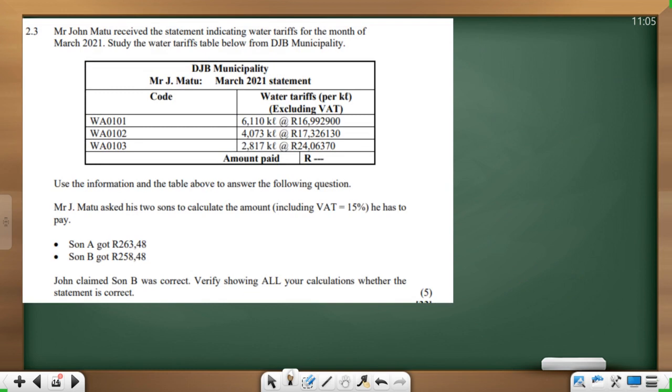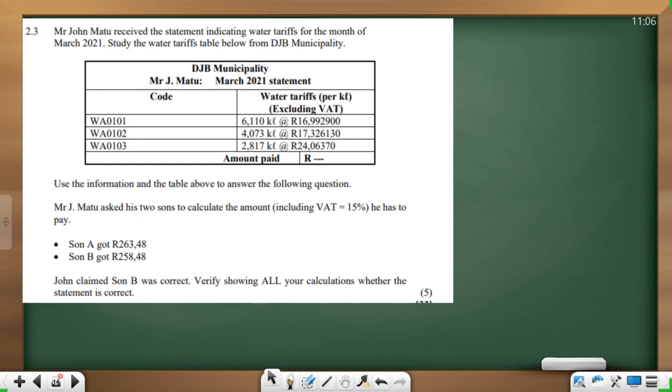Now, let's do just about 2 questions or so. Mr. John Matthew received a statement indicating water tariff. Now, this is water. It's basically the same story. For the month of March 2021, remember, monthly. Study the water tariffs below from DJB municipality. Okay. So we have that. Now, this one, it's a bill. This is now a water bill. This is not a tariff table. Get the difference. Here, it has been distributed.